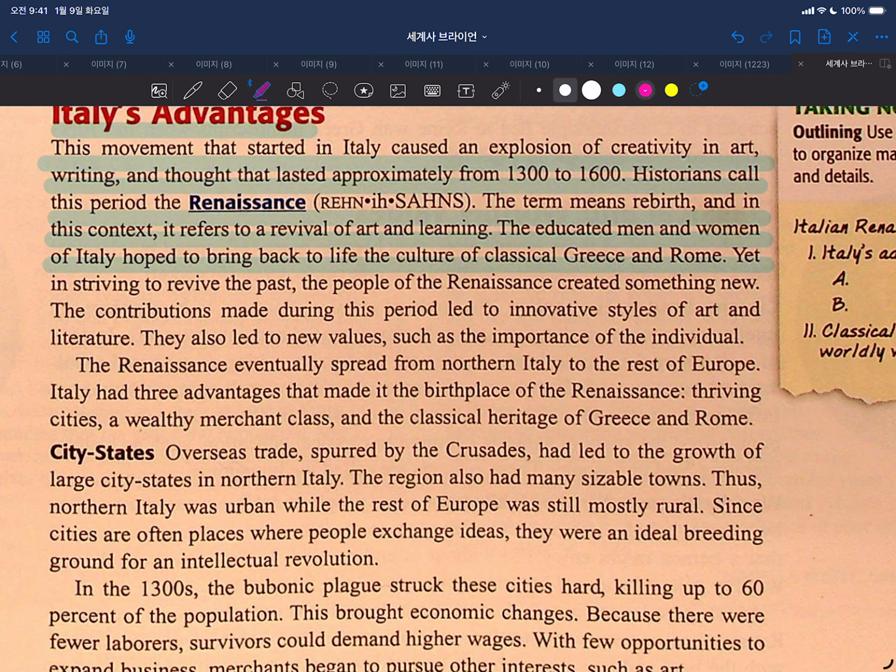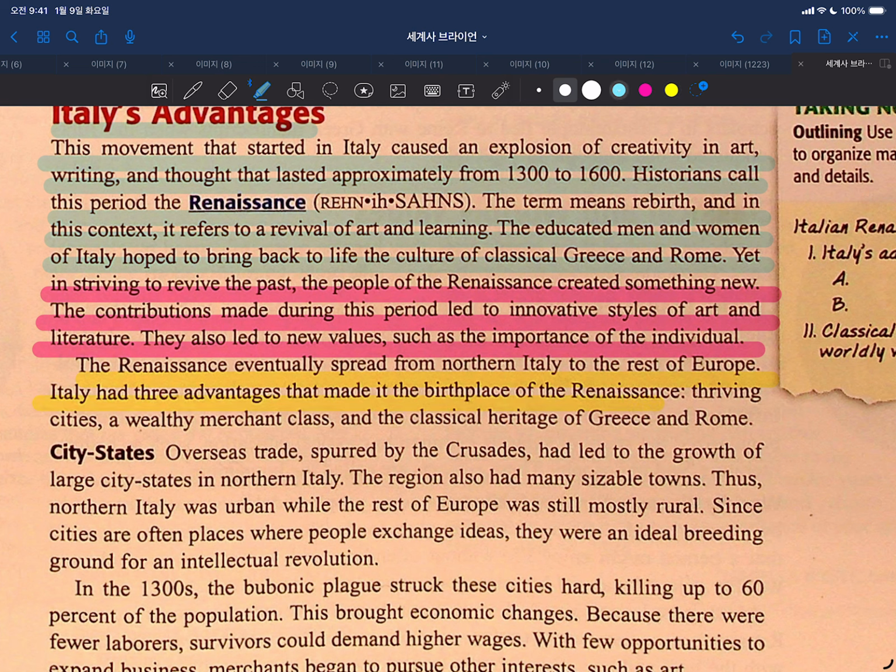Yet, in striving to revive the past, the people of the Renaissance created something new. The contributions made during this period led to innovative styles of art and literature. They also led to new values, such as the importance of the individual. The Renaissance eventually spread from northern Italy to the rest of Europe. Italy had three advantages that made it the birthplace of the Renaissance.